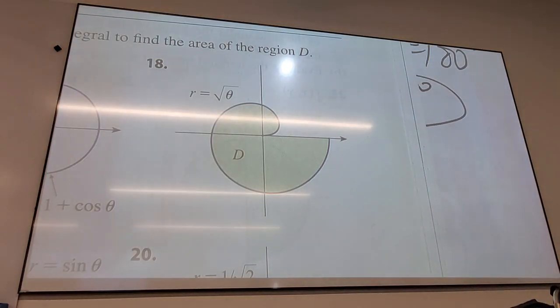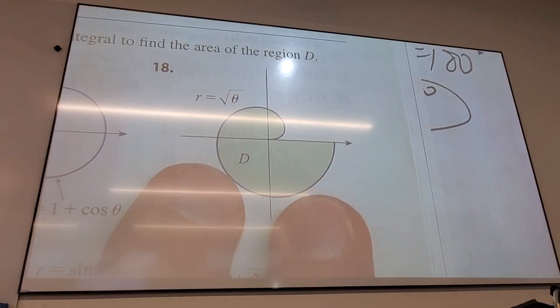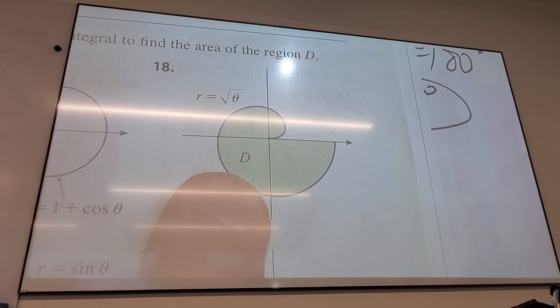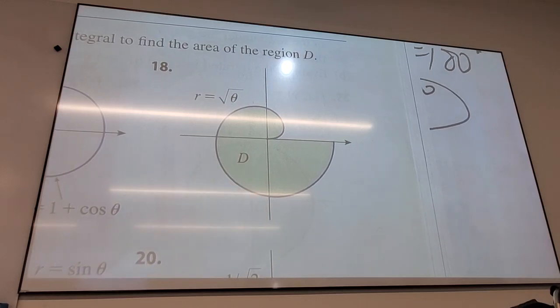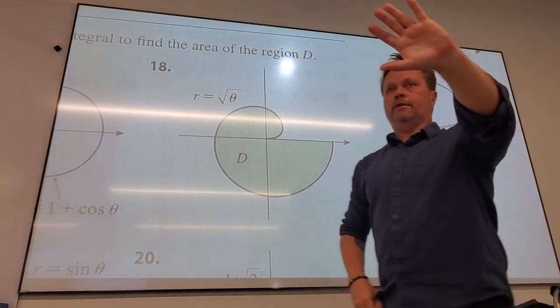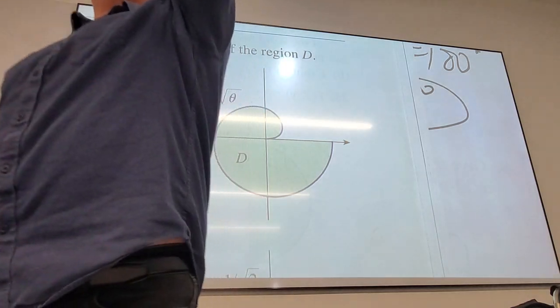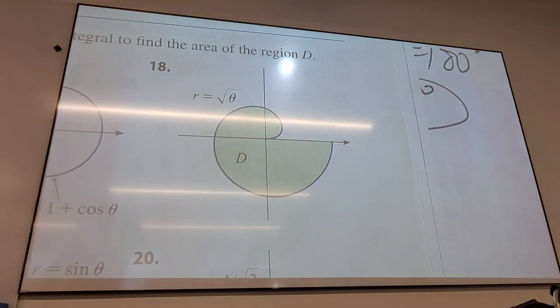So we need to figure out that area. Now, if I'm trying to find the area of this, correct? What function, f of r theta, am I going to put into my double integral?